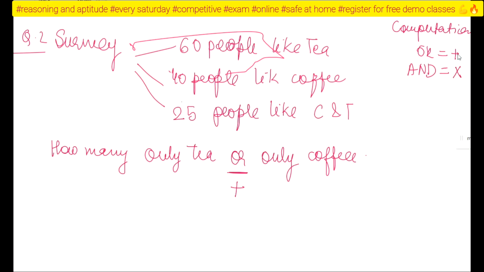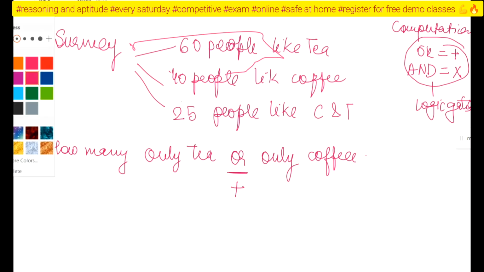And means multiply. Always keep in mind this thing in computations. Logic gates working in this method. So since in the question they are asking OR, I have to calculate it. See how I can calculate.